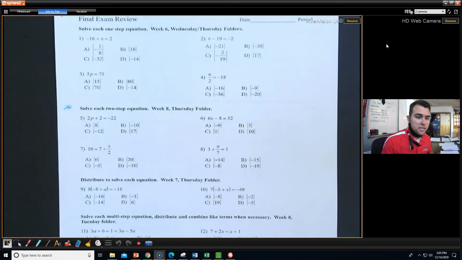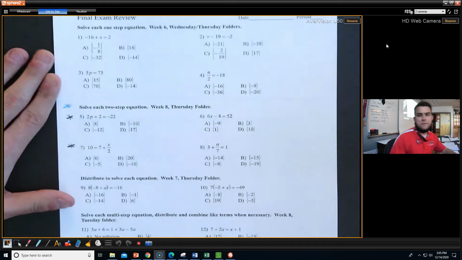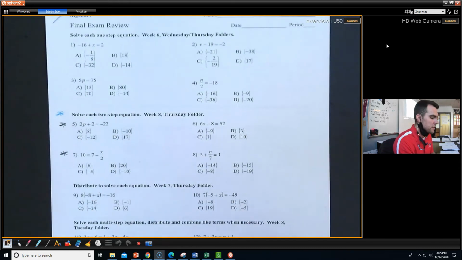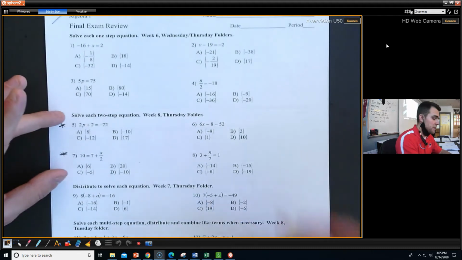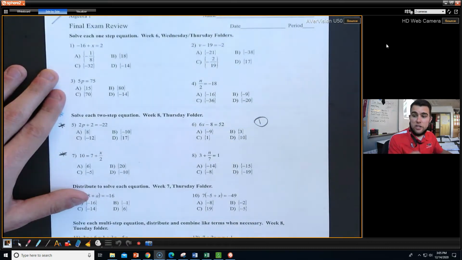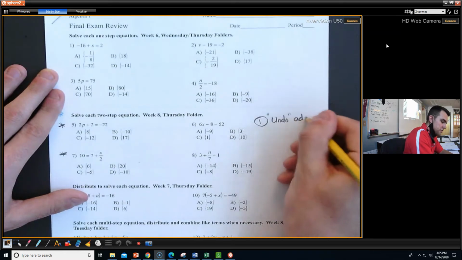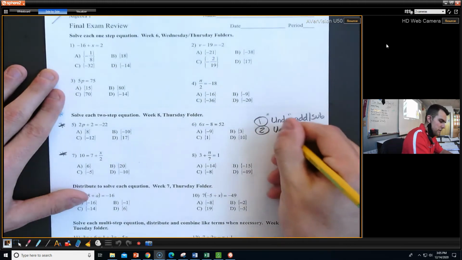Okay. So we're going to start with number 5 and number 7. The reason we're starting here is because all of this solving equations is getting the variable by itself. When you're doing two-step equations, two things you've got to do. First, undo, and I'm going to put it in quotes, undo addition, subtraction first. And then after that, the second thing is you'll undo multiplication, division, and you should be good to go from there.